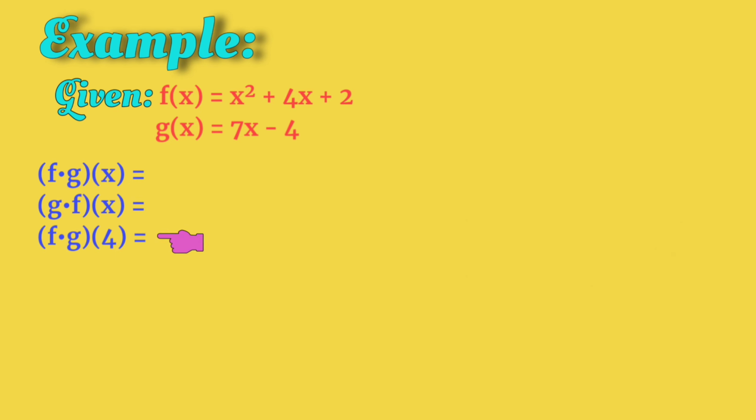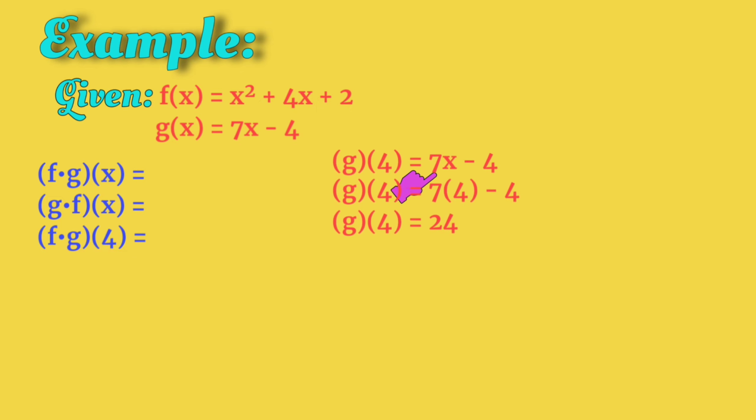Now let's move on to the last one, which is f composed of g of 4. But firstly, let's try to find the g of 4. First, let's substitute the value of x into 4 since our value of x is 4. First, multiply 7 and 4 and it would be 28 minus 4 equals 24. Therefore, g of 4 is 24.